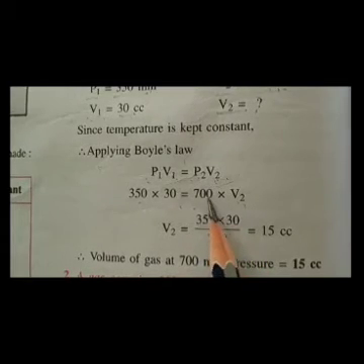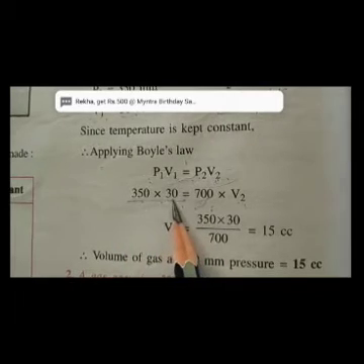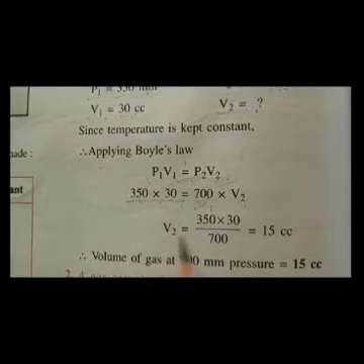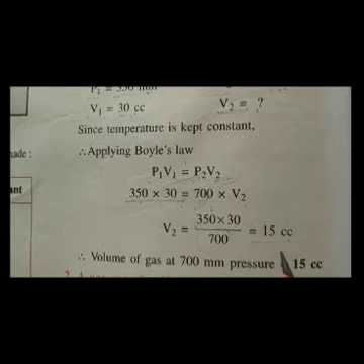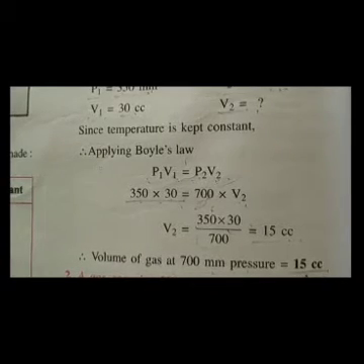Now 700 is multiplied with V2, so if we take it to the other side, it will be divided. So V2 is equal to 350 multiplied by 30 divided by 700, which comes out to be equal to 15 cubic centimeter. So the volume of the gas at 700 millimeter pressure is equal to 15 cubic centimeter.